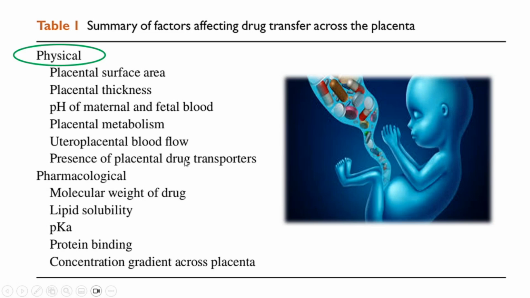Presence of placental drug transporter, which can assist in carrying drugs which need a facilitated transport or active transport. Pharmacological is based on the drugs that we use, the pharmacological property of the drug itself, which can assist in easy transfer. Molecular weight of the drug, smaller molecular weight, easy transfer, again Fick's law. Lipid solubility, highly lipid, easily can cross the lipid layer of the placenta. pKa, more unionized, can easily cross. Protein binding, free fraction of drug, unbound drug, easily can cross. Of course, higher concentration gradient in maternal versus fetus, easy transfer, or also from fetus to maternal, especially for toxins.